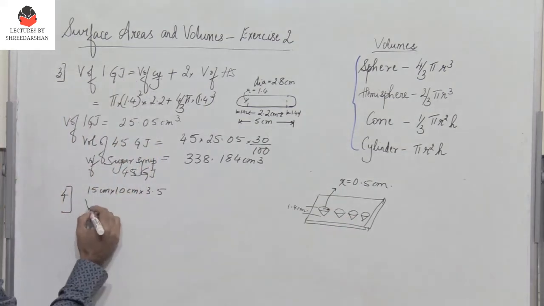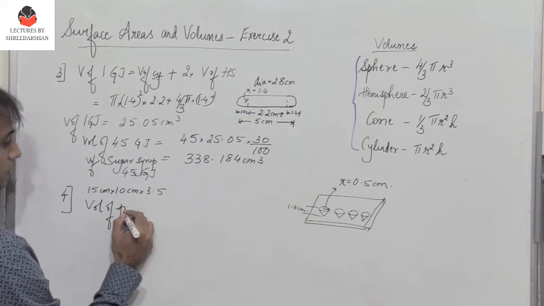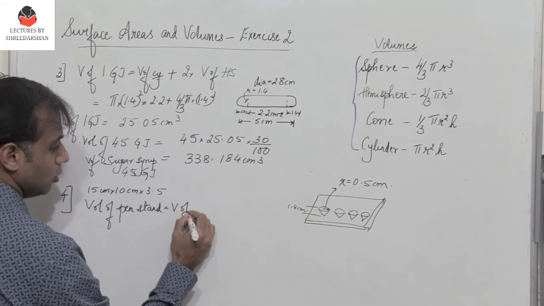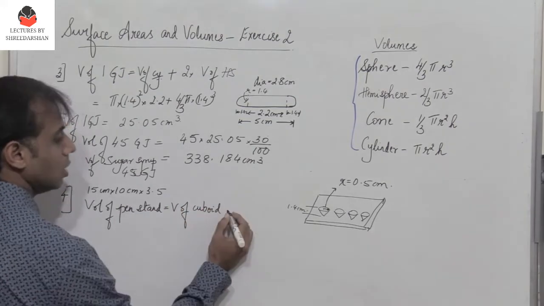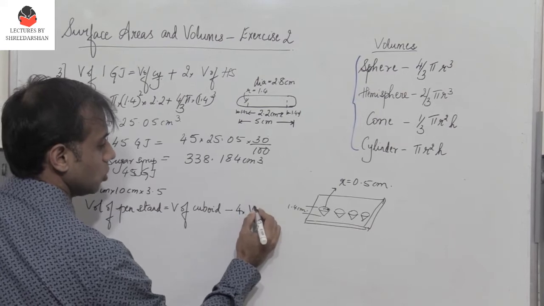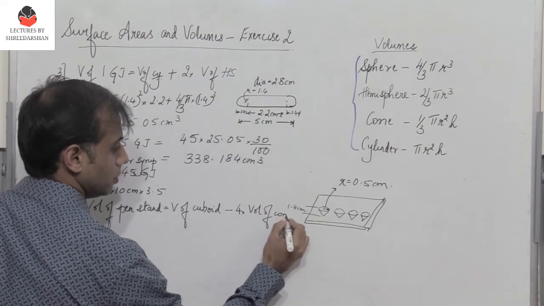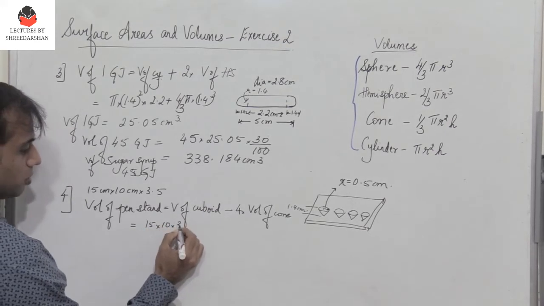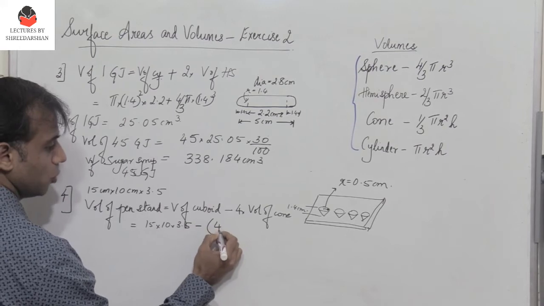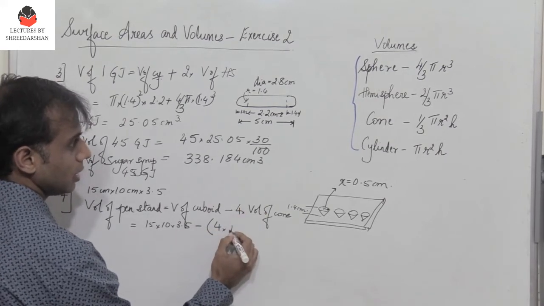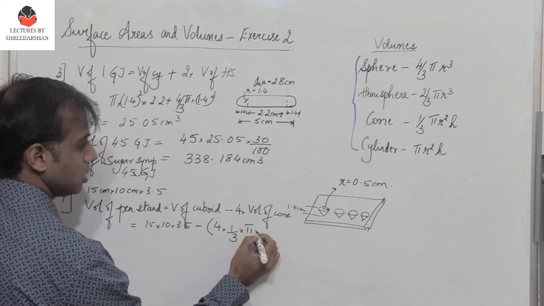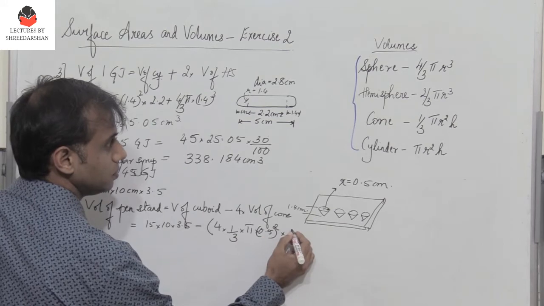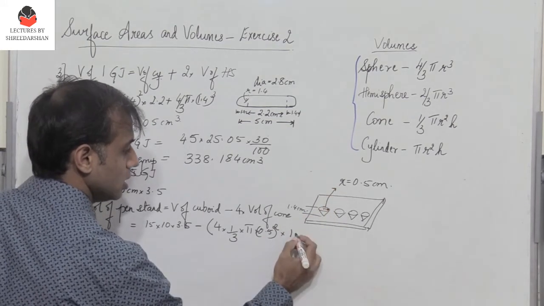So I have to subtract the volume of these 4 cones, which are identical. So the volume of this pen stand equals the volume of the cuboid minus 4 times the volume of a cone. So what do I get? The volume of the cuboid is 15 into 10 into 3.5, minus 4 into, what is the volume of a cone? It is 1 by 3 into pi into the radius 0.5 the whole square into the height of the cone, which is 1.4.